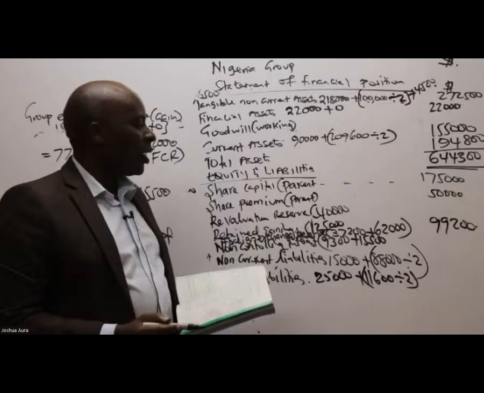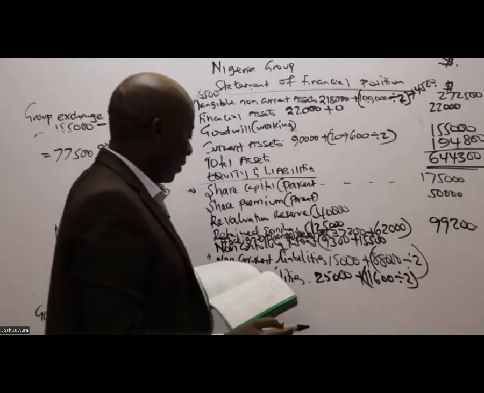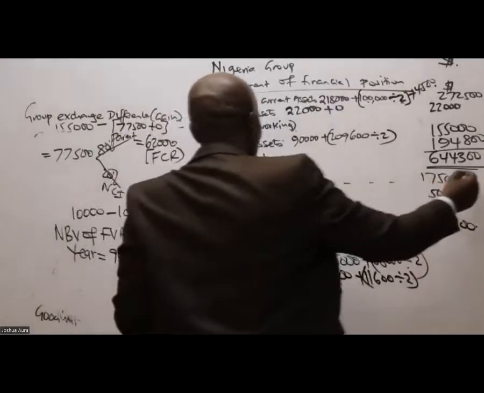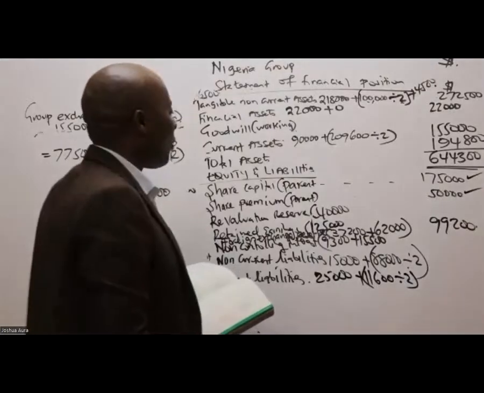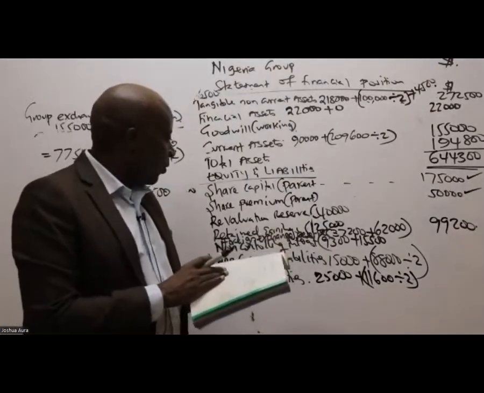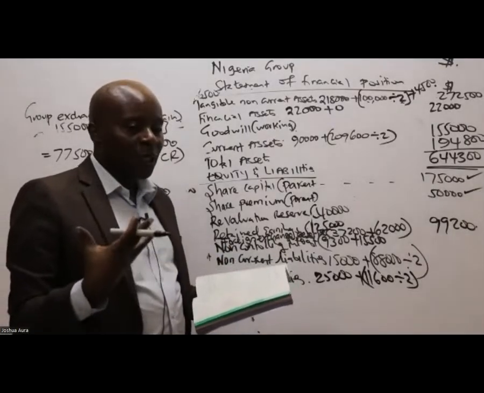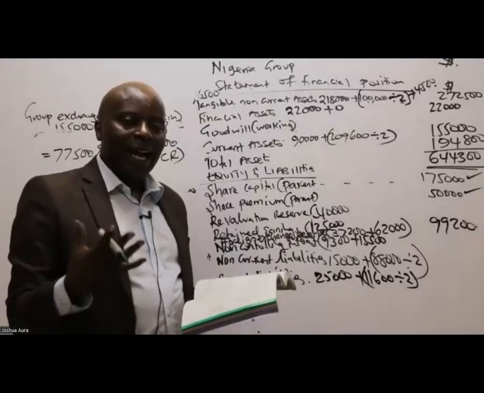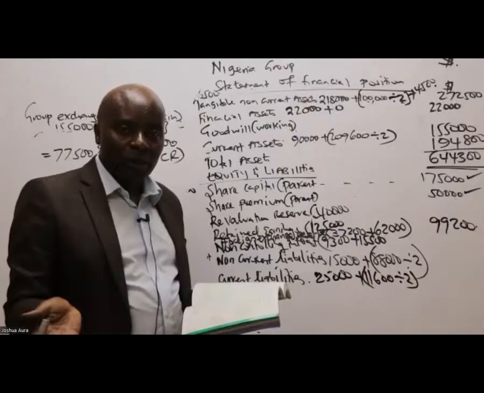Now from there, the share capital is exactly right. The share premium is exactly right. Now there is this revaluation reserve. Under revaluation reserve, if you look carefully, there was no disturbance. Assets of the parent were not revalued at all.